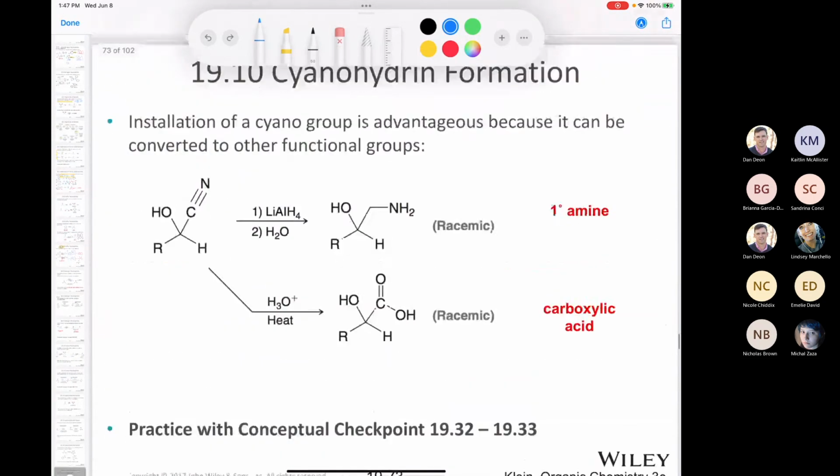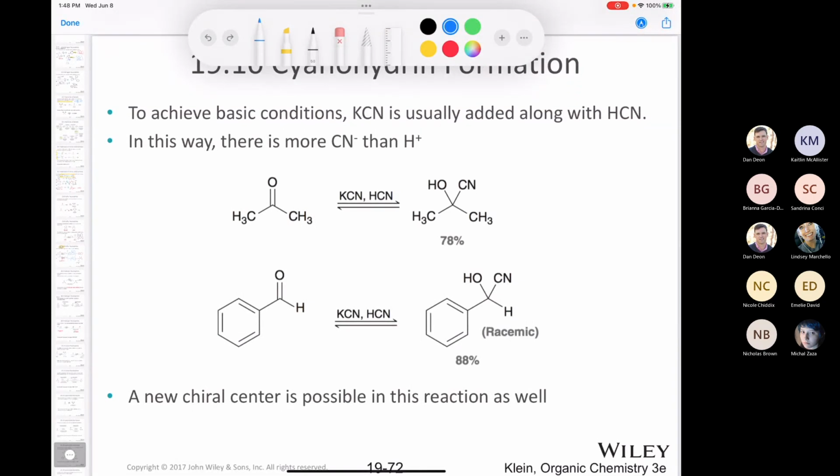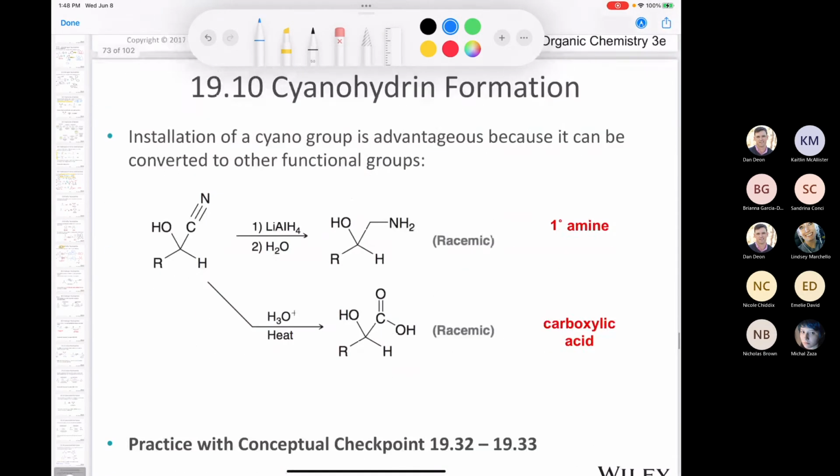Where are they? I don't even have them, son of a gun. So let me see here. The best conditions, I'm going to write them down here at the bottom. Best conditions are actually not using HCN, but using KCN and HCl. So we use KCN and hydrochloric acid. And that way we don't have to use HCN to make our cyanohydrin.